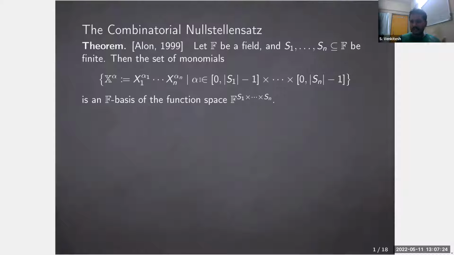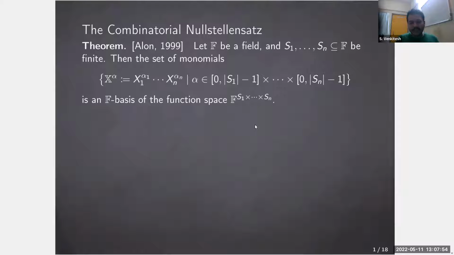The set of monomials indexed by alphas of this kind is a basis of the function space from S1 cross S2 to Sn to F. So every function from the product set S1 cross S2 cross Sn to F can be represented uniquely as a linear combination of monomials from this set. And this is precisely Alon's combinatorial Nullstellensatz. It's just a contrapositive form.